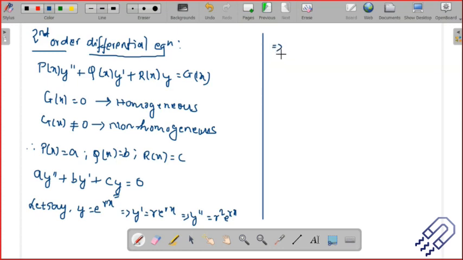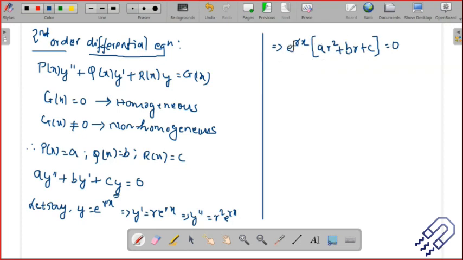So that means if I replace y dash and y double dash by these values, I can simply write it down as y, that is e to the power rx as common, and within brackets I can write a r square plus b r plus c. I'm giving a general form. At the end you'll see that this is something you have already done, but we have done it in the form of numerical problems, is equal to 0.